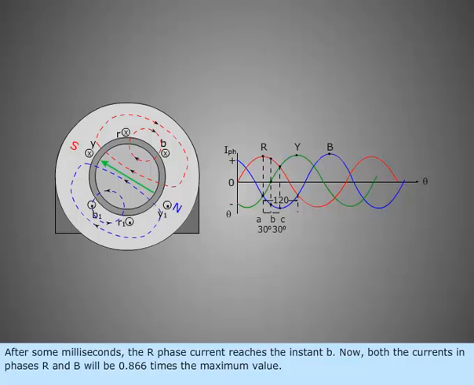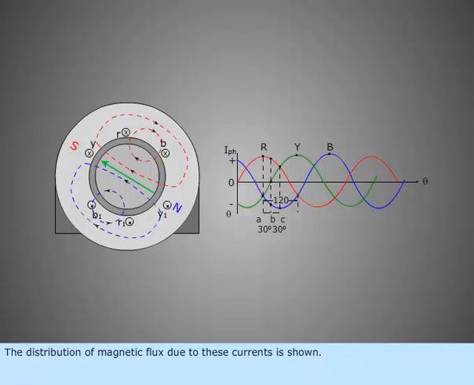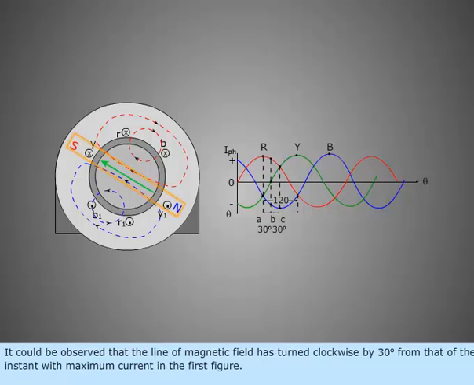After some milliseconds, the R phase current reaches the instant B. Now, both the currents in phases R and B will be 0.866 times the maximum value. The distribution of magnetic flux due to these currents is shown. The axis of the magnetic field is now in line with coil Y and Y1. It could be observed that the line of magnetic field has turned clockwise by 30 degrees from that of the instant with maximum current in the first figure.